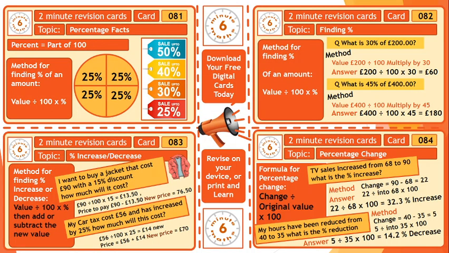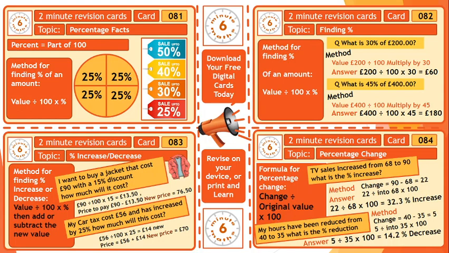So, card number 81, percentages. Well, what are percentages? They're part of 100. You can see in that circle, if that's split into four lots of 25, it would equal 100%, because it's out of 100%. That's split into 4 segments, so 100 divided by 4 means each segment is 25%.